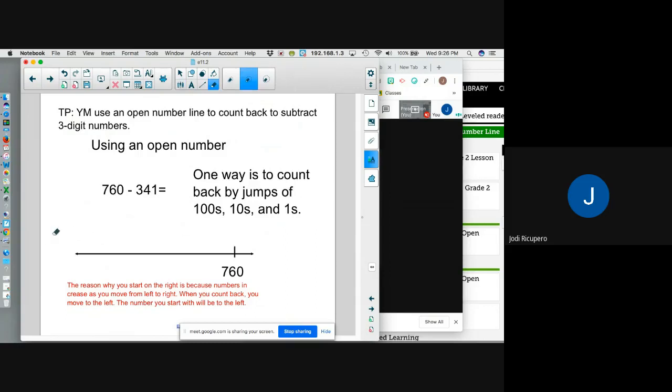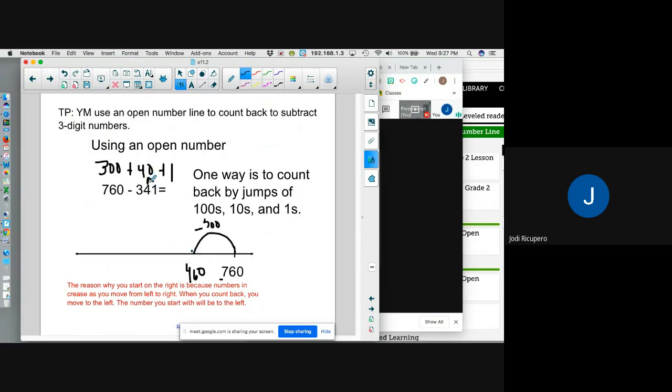So let's subtract this. We have 341. So I know I need to subtract 300 plus 40, and then I also need to subtract that 1. I'm going to start with my hundreds. I can do 100, 100, and 100, but it's pretty easy: 7 take away 3 equals 4. So I'm going to take away my 300, and I know my answer is going to be 460.